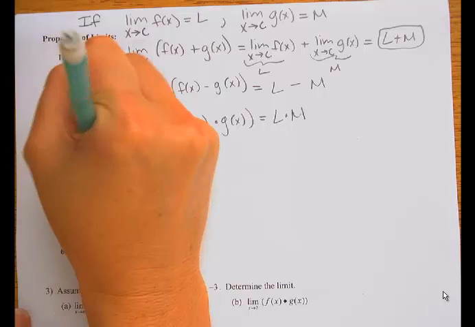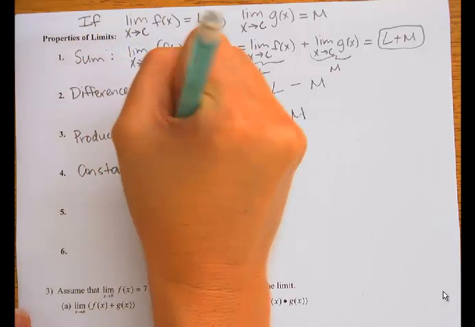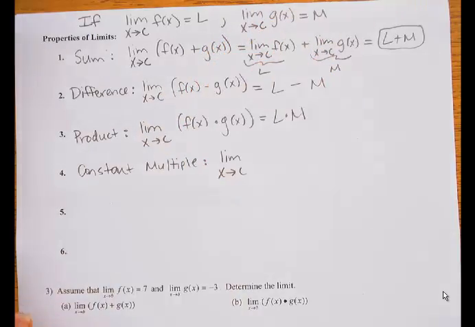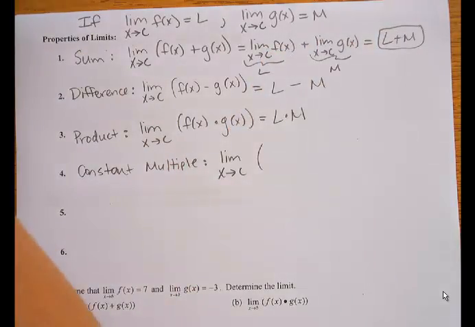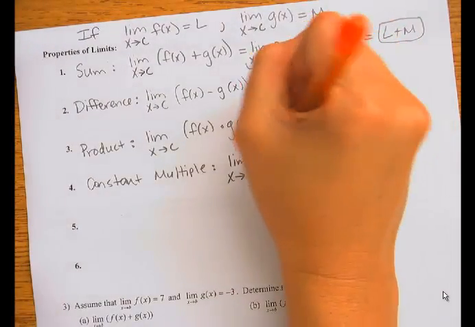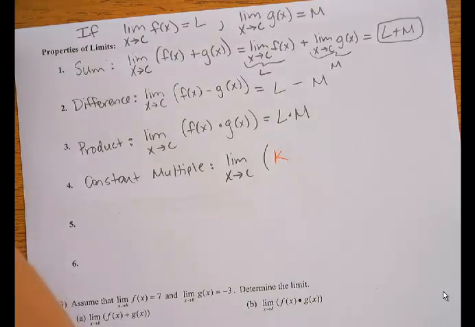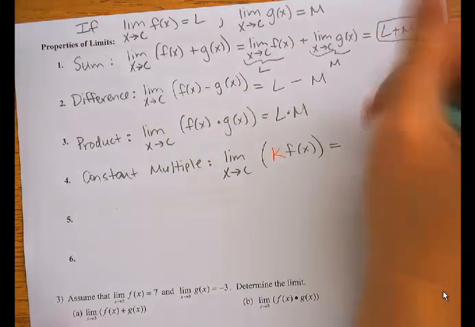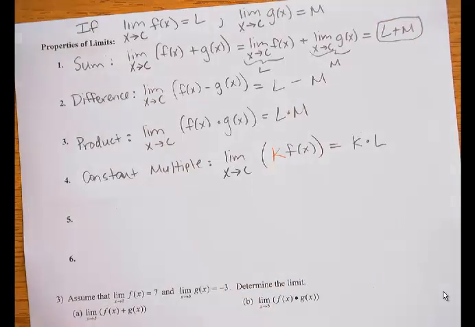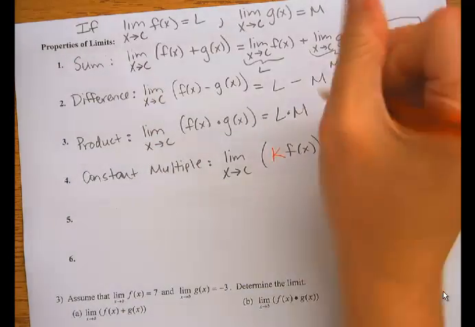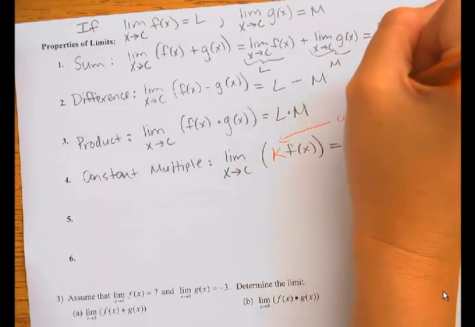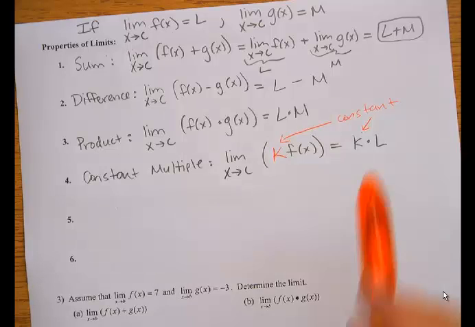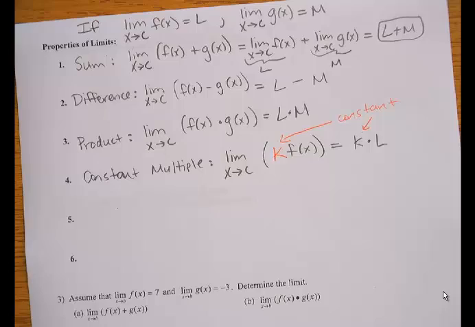If I had a constant being multiplied to a function, so let's say I wanted to find the limit as x approaches c of some constant, I'll call it k. So that's not a variable, that's a constant, a number, being multiplied to f of x. Well, then that answer would just be that same constant times the limit of f of x. So this is a constant representing some number that stays the same, that's being multiplied to the function. That same number would get multiplied then to its limit if I was trying to find a limit.